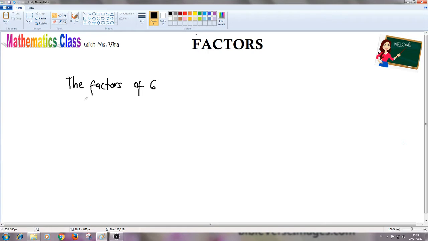their product. Let's start with 1 times 6. Another pair, 2 times 3. So 6 is the product of 1 and 6. 6 also is a product of 2 and 3. There are no other pairs of numbers that give 6 as their product except 1 and 6, 2 and 3. So the factors of 6 are 1, 2, 3, and 6.